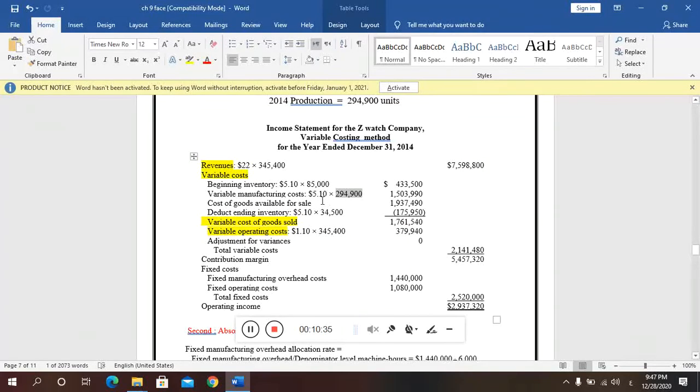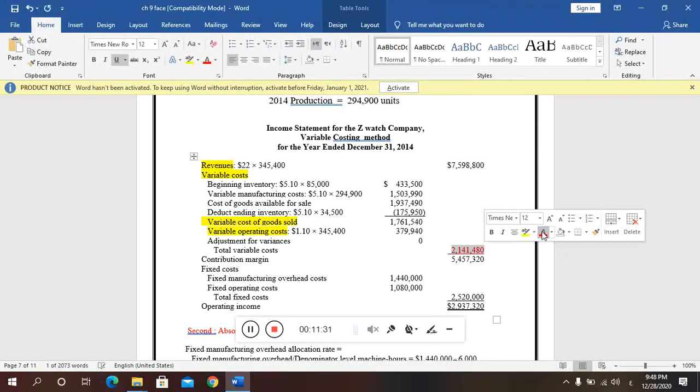After that we will get the cost of goods available for sale, which will equal $1,937,490. And after that we have to deduct ending inventory. Ending inventory will equal variable cost per unit multiplied by ending inventory units. Ending inventory units was 345,400 units. So we can get the total variable costs, which was $2,141,480. This is the total variable cost that I will color here in red.